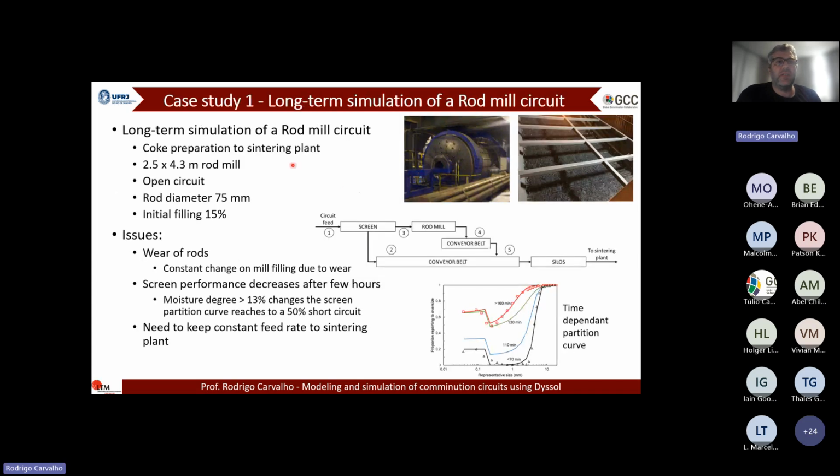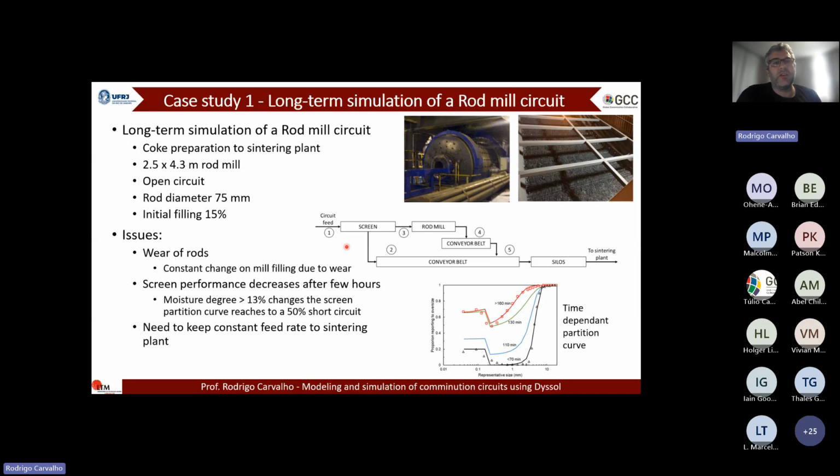So the first case is the rod mill circuit. Here's the mill. It's a 2.5 by 4.3 meter rod mill. It is used in the preparation of coke for a sintering plant. This imposes a limitation of operation because the sintering plant has to receive a constant feed rate.